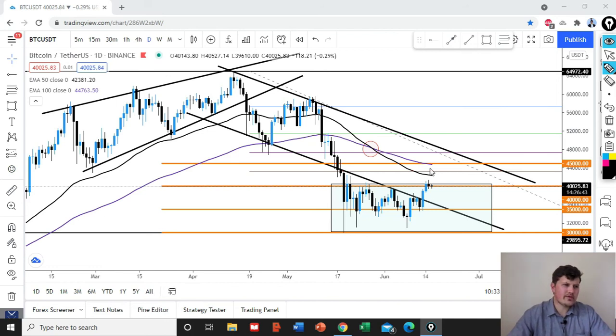We need confirmation that we are again still in an uptrend, that the next move is still higher. Some indications can be that this 50 EMA crosses above the 100 EMA again, or that we just continue to make higher highs and higher lows. So the market just continues to go higher and higher. All of these scenarios can play out.